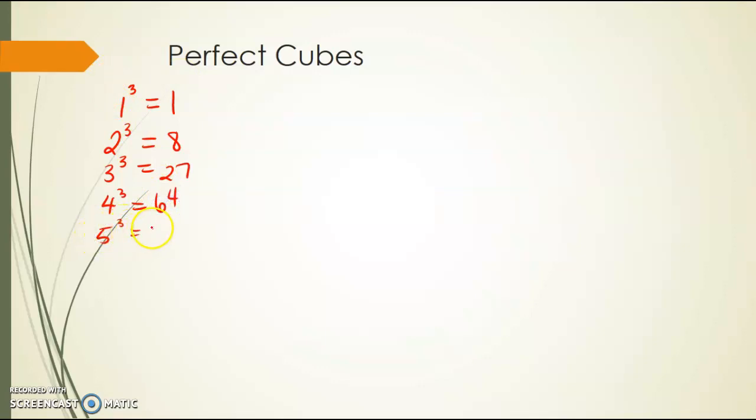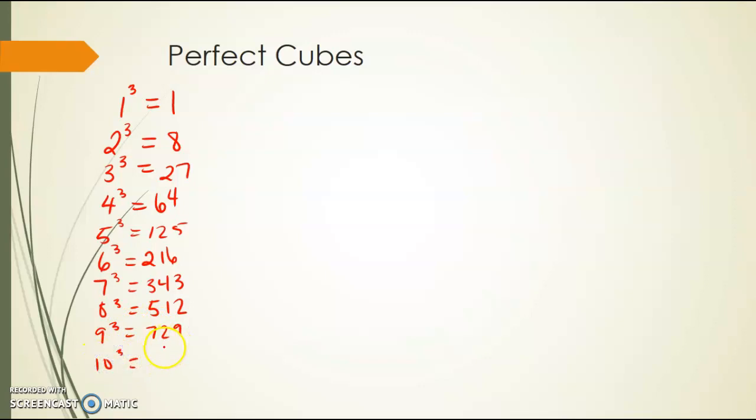5 cubed equals 125. Whoops, I skipped one. 6 cubed is 216. I knew that didn't feel right. 7 cubed is 343. 8 cubed equals 512. 9 cubed equals 729. And 10 cubed equals 1000.